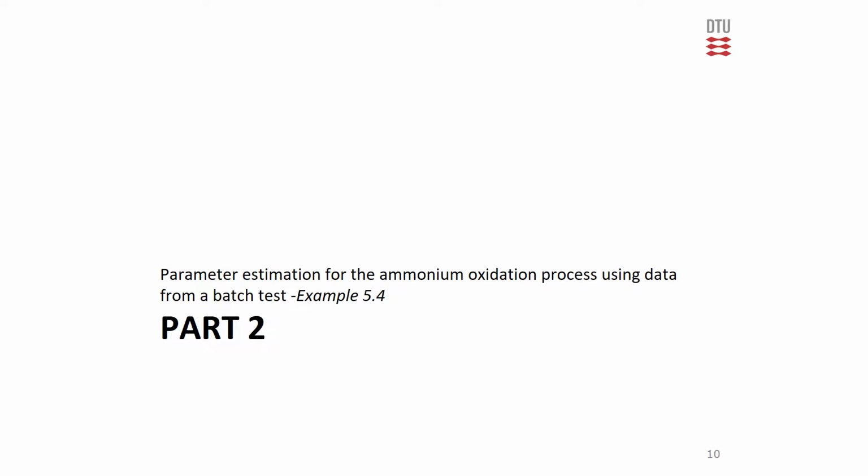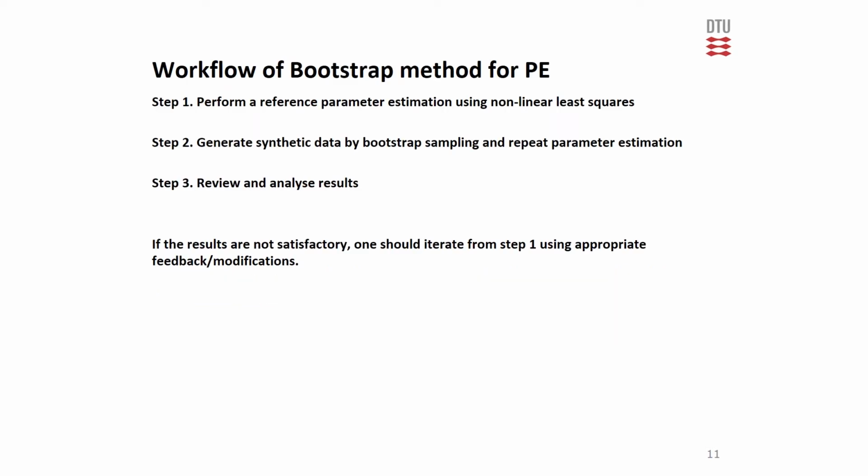In this video, the Bootstrap method is applied to an ammonium oxidation batch test. A framework is provided to apply the theory to practice. The workflow contains 3 main steps. In step 1, a reference parameter estimation using maximum likelihood estimation is performed.